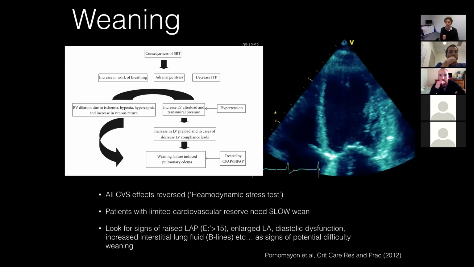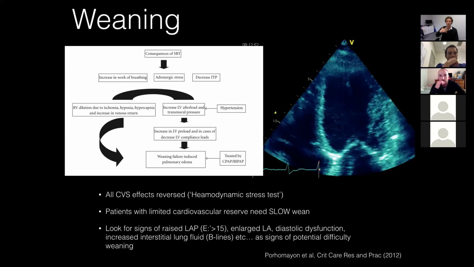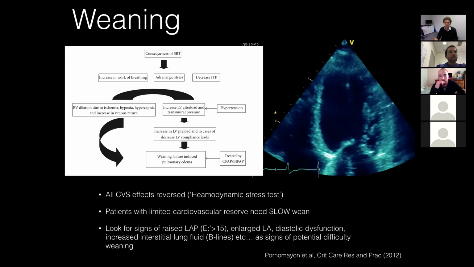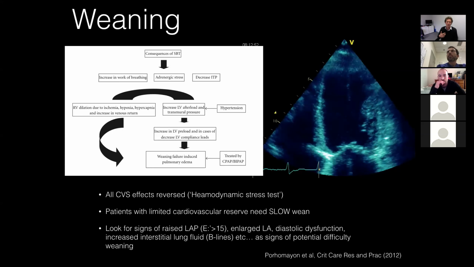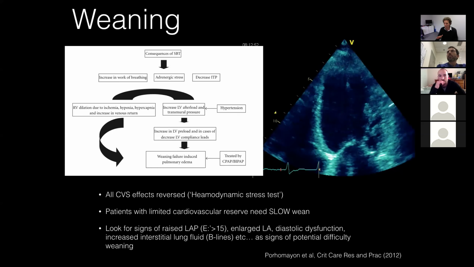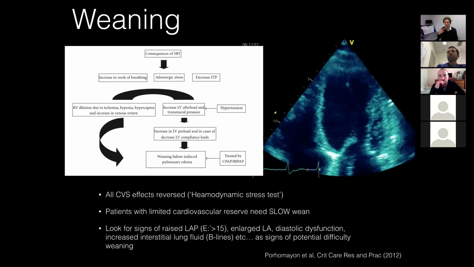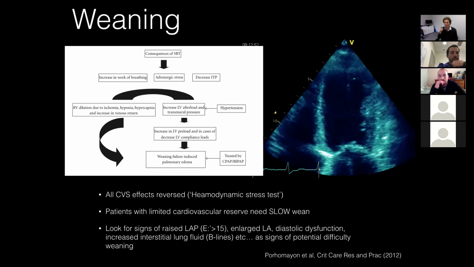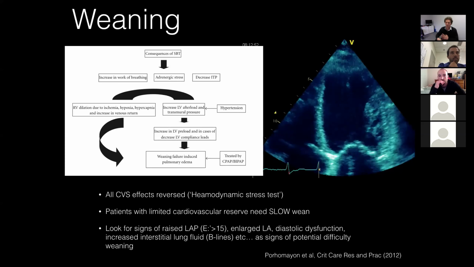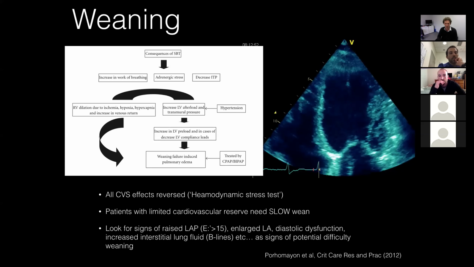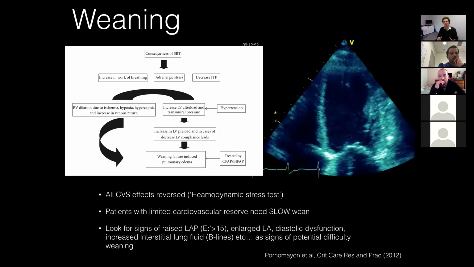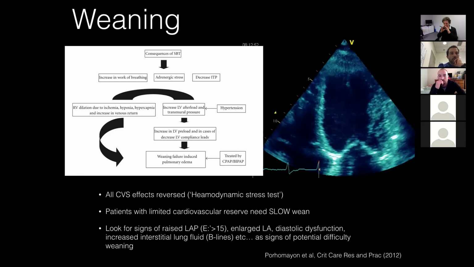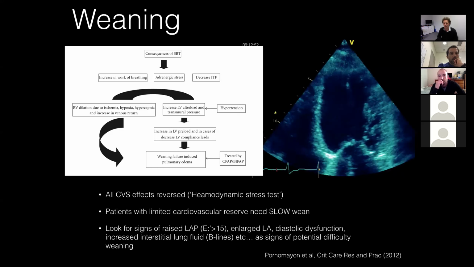I'm not looking for desaturation. I'm looking for signs of increased work. So do they become tachypneic? Do they look like they're sweating? Is their heart rate going up? It is not about saturations. It's about how that patient looks. And if they look like they're struggling, they're not ready, I'll try and diurese them, more support, something like that. But if I think they're okay, I will extubate them then onto CPAP if someone's got an at-risk LV.